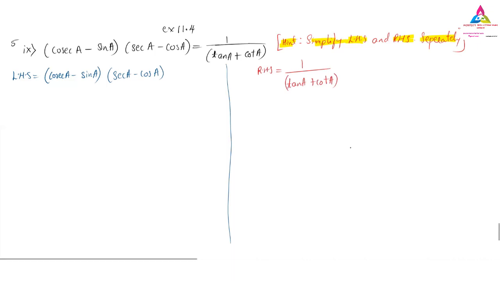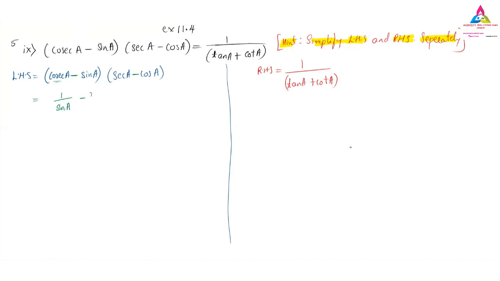So how can we solve this? The first thing: if any trigonometric function is given, we will convert it in terms of sine and cos, and here also we will do the same method. So here we have cosecant. You know what cosecant is? That is nothing but 1 by sine A. Very good.